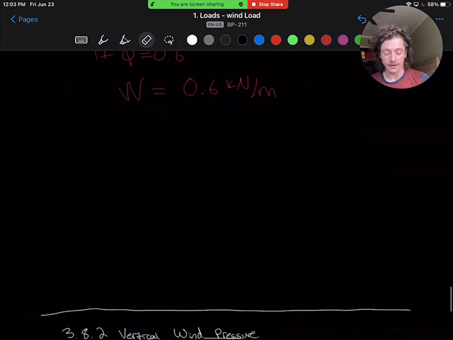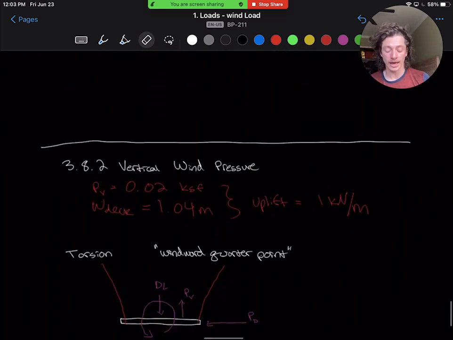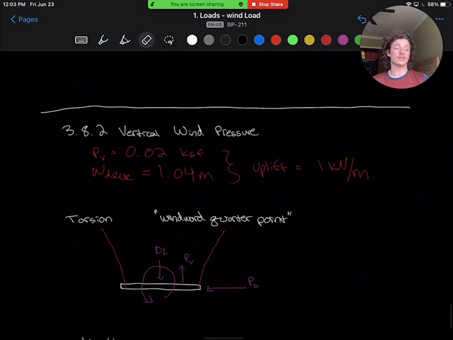So now back to that final note, in section 3.8.2, the AASHTO specifications discuss vertical wind pressure, or a minimum uplift. This minimum uplift is 0.2 KSF along the bridge deck. So a 1.04 meter bridge deck will give an uplift along the deck of approximately 1 kilonewton per meter. Because this can be applied at what is called the windward quarter point, torsion can occur along the deck, so think flipping of the deck.